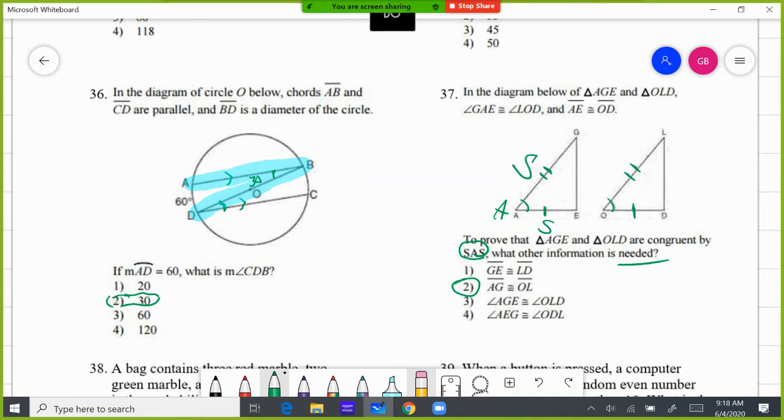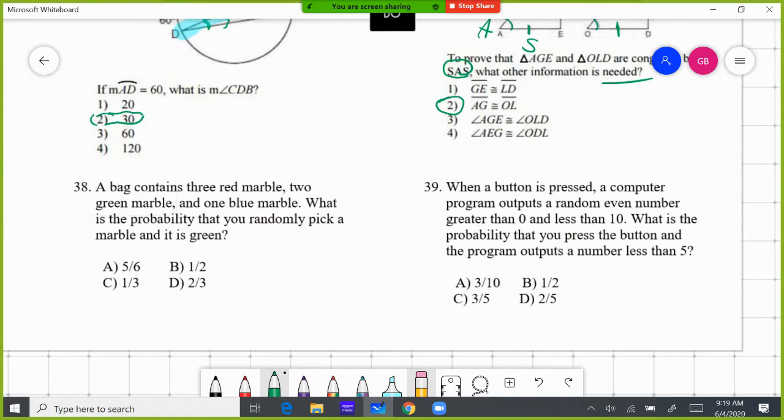38. All right, go for it. All right, that worked. Okay, good job.